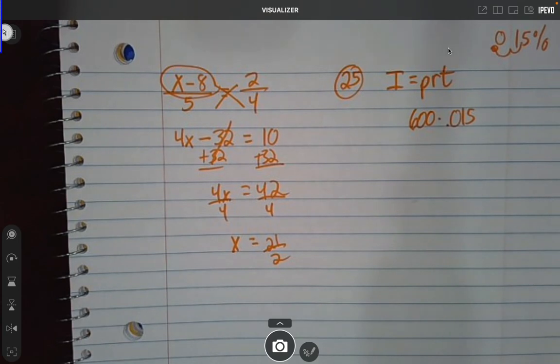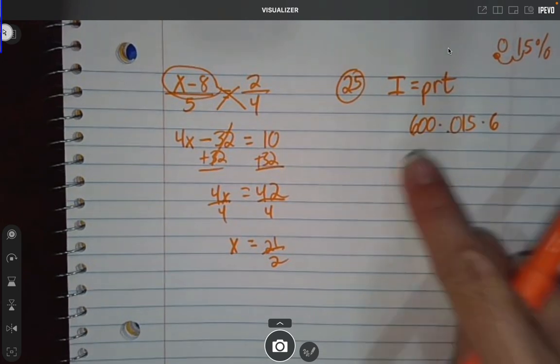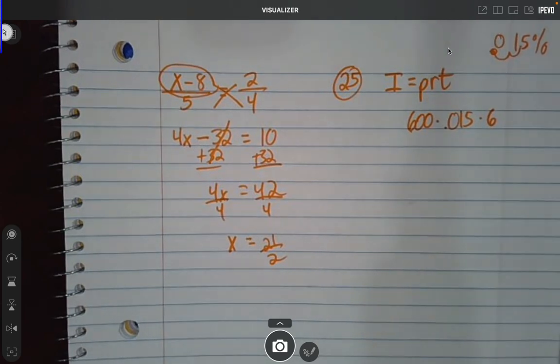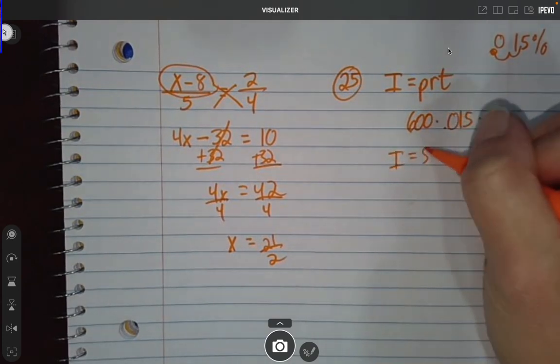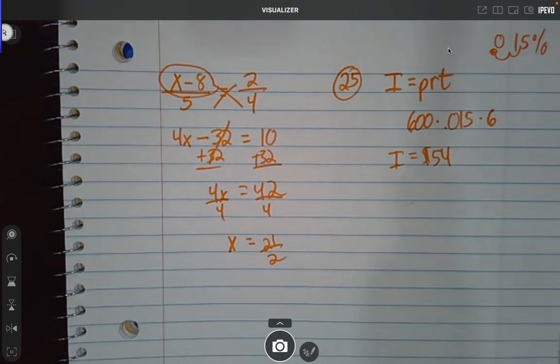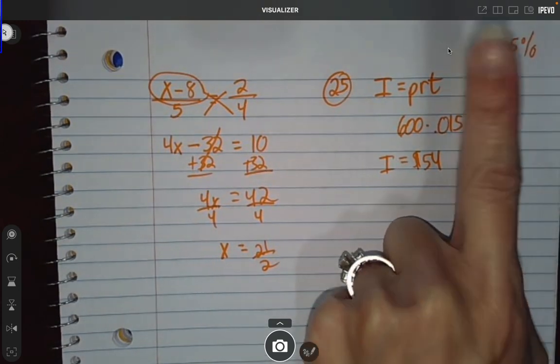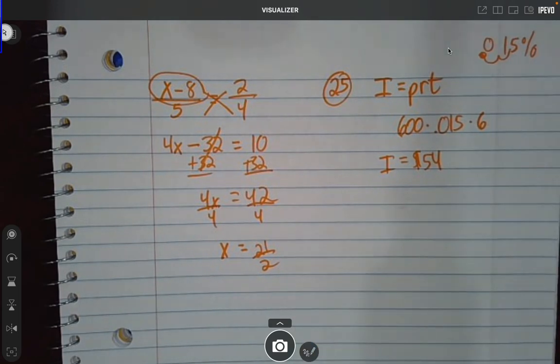And then what's the time on that one? 6 years. So you would just enter those three numbers in your calculator, okay? 600 times 0.015 times 6, and what does it give us? It is $54. Yep, that's your interest. In 6 years, it'll be $54 that you'll earn. That's not a lot. So on those, you just multiply. The trick on that one is just remembering to change 1.5, move your decimal 2 places. That's the trick.